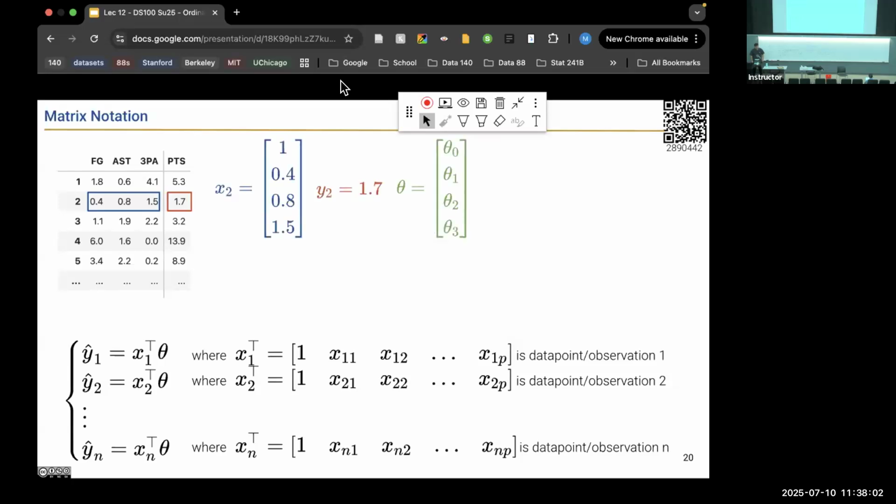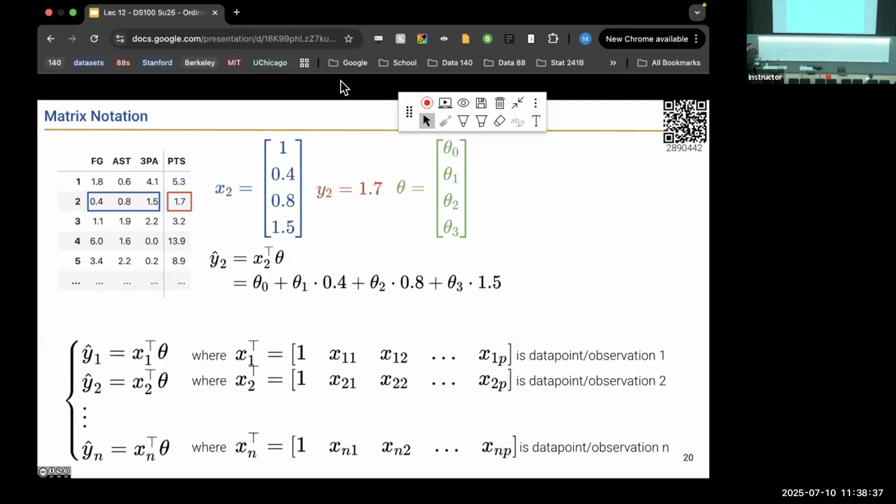So say, for example, in my NBA data set, I want to write out a prediction for the second observation. Then my x2 vector is going to be just the second row, with a 1 in the front. The true response y2 is 1.7. My thetas are just arbitrary thetas that I haven't fitted yet. And then I can write it as this dot product of two vectors.